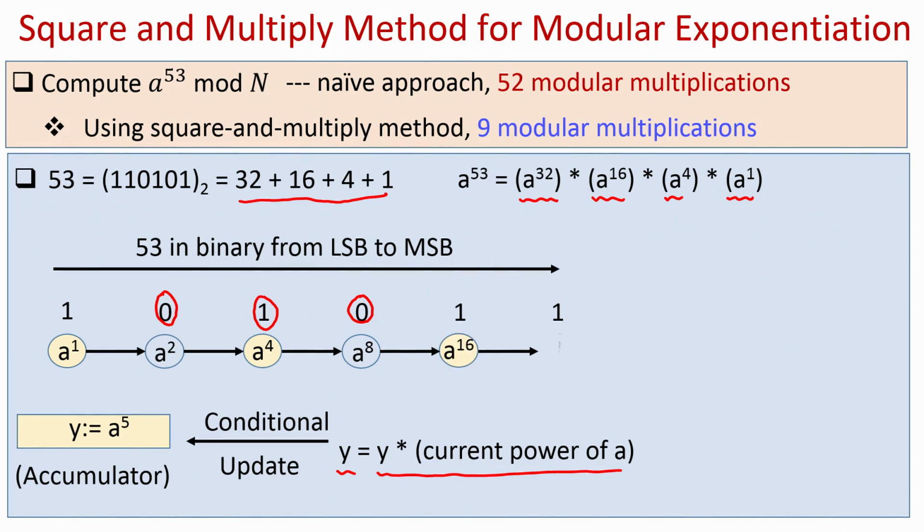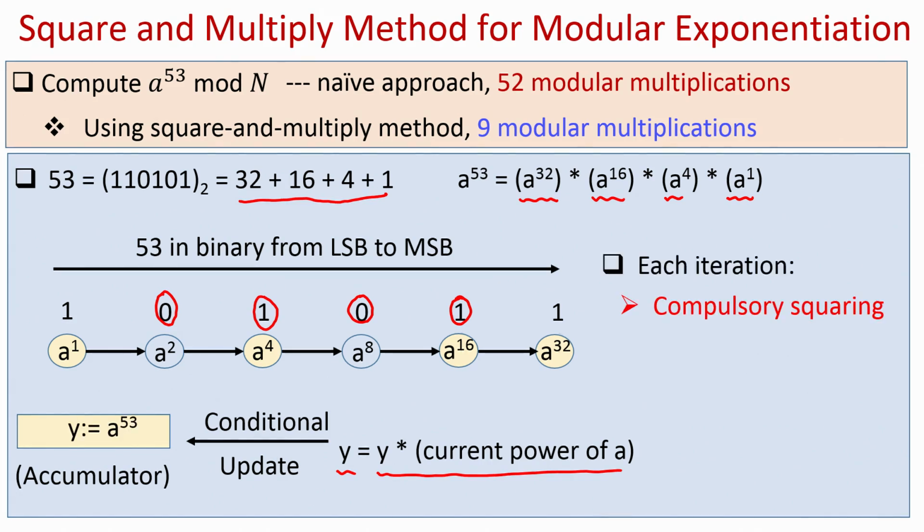Then I go to the next power of a and I check the bit position of the exponent in its binary representation, it is 1. So, I have to accumulate, and hence I update my accumulator. Finally I go to the MSB of the binary representation of my exponent, it is 1, that means I have to accumulate the current power of a, and hence that is my final answer.